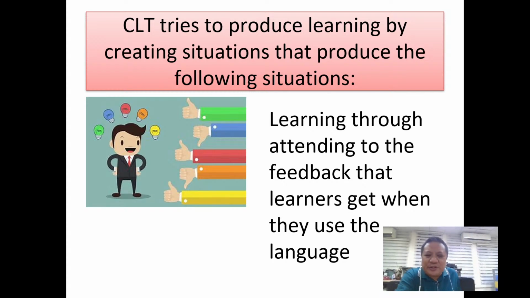CLT also tries to produce learning through attending to the feedback that learners get when they use the language. So you listen, you talk, and you listen to the feedback that you get from others. And based on that feedback, you adjust your language, you clarify, or you take on strategies that would enable you to communicate. So the feedback from others is very important.